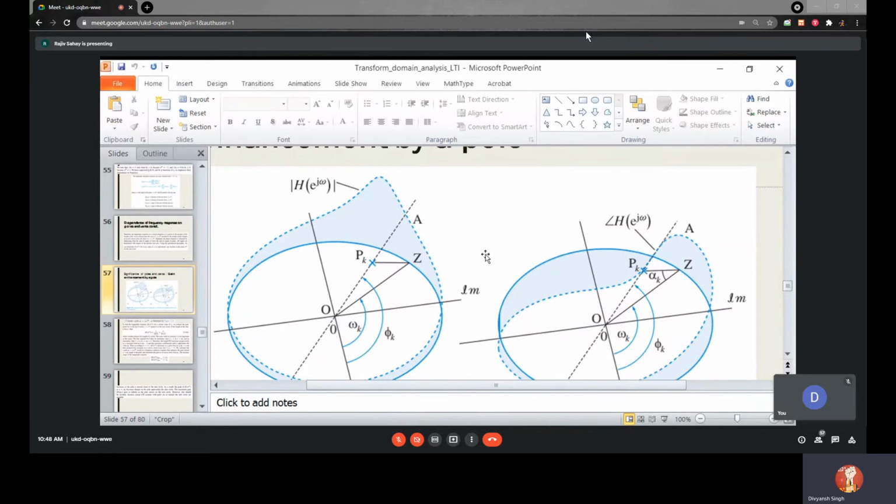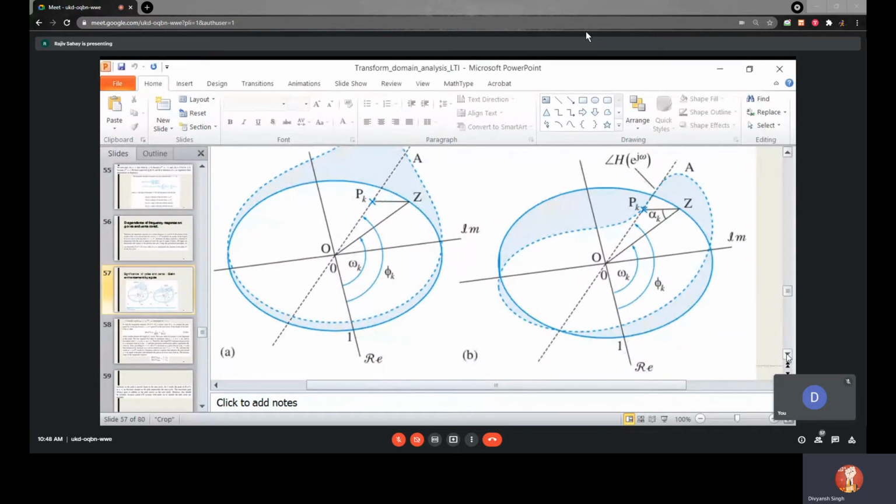This is a slightly rotated diagram. Let me show you. This is the real axis. Therefore the angle made by the pole Pk with respect to the real axis is phi k. So the pole is fixed and the z point on the unit circle is going to vary.